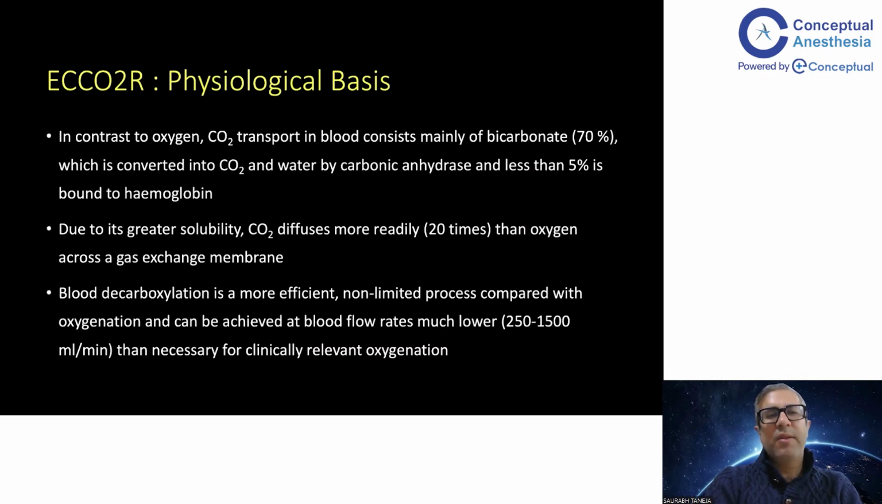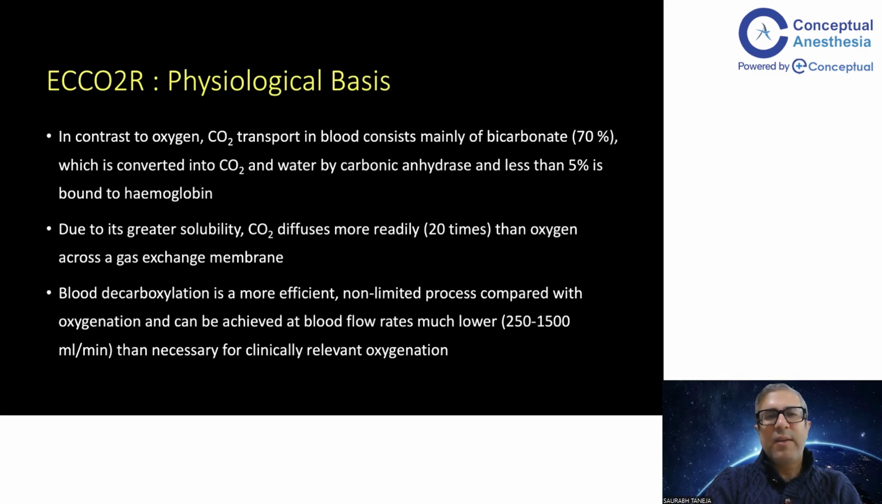So what is the physiological basis of CO2 removal? When you compare oxygen transport to CO2 transport, CO2 transport in the blood consists mainly of bicarbonate, to the tune of 70 to 75% of the CO2 in the body, which is then converted into CO2 and water by carbonic anhydrase, and less than 5% is bound to hemoglobin. Remember, CO2 diffuses much more rapidly than oxygen. It is almost 20 times more diffusible than oxygen across a gas exchange membrane when the concentration gradient is there. That is why blood decarboxylation is a very efficient and non-limited process compared with oxygenation.